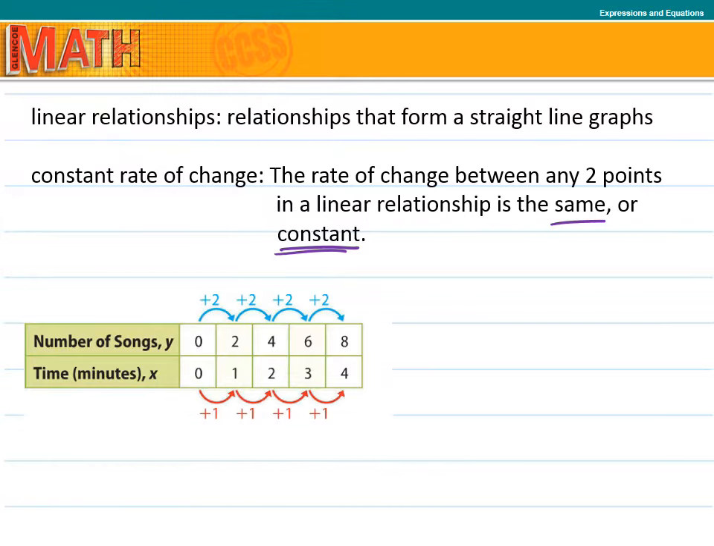So we have this example here, this table with number of songs, which is represented by Y, and time in minutes, which is represented by X. And as you can see, as the number of songs increases from 0 to 2 to 4 to 6 to 8, the number of songs is being increased by 2 every single step. And the time is being increased by 1.